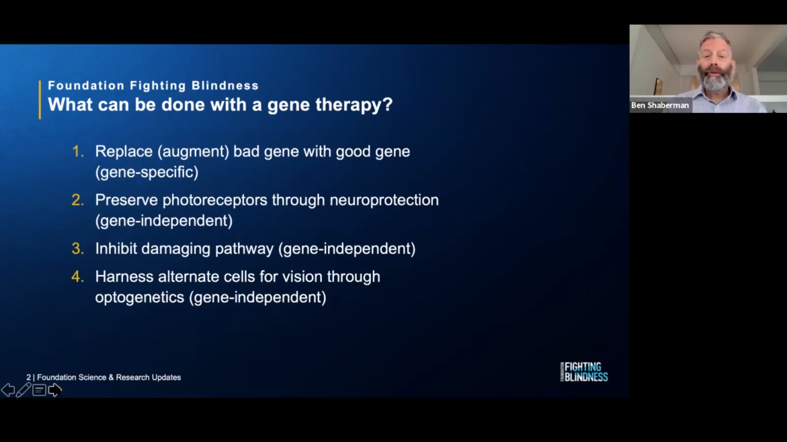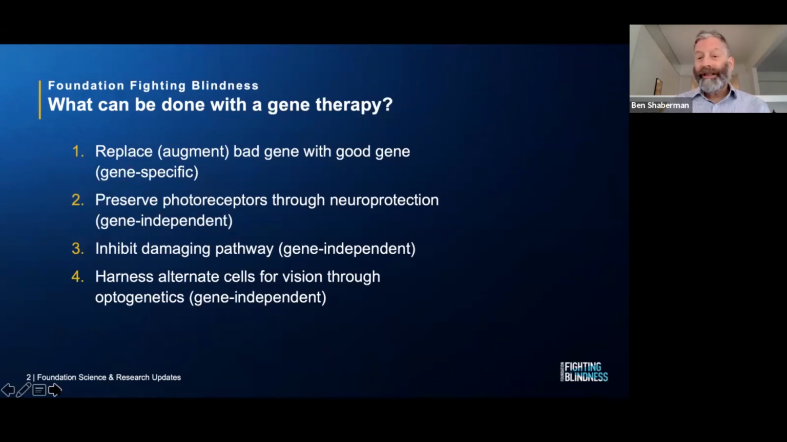Now, a gene replacement therapy isn't going to be right for a lot of people. Perhaps some people will not have their mutated gene identified. There won't be a gene replacement therapy for the near 300 genes that have been identified as being associated with retinal diseases. So yes, gene replacement is a great approach, but some of these other approaches may be more applicable to certain patients. So the second approach I wanted to mention, we call neuroprotection.